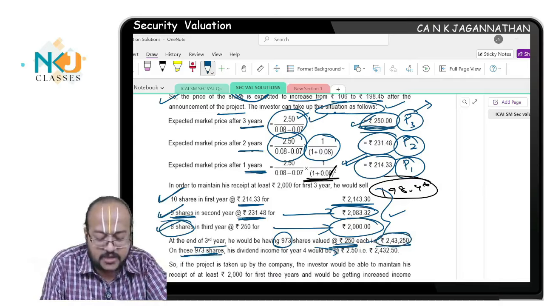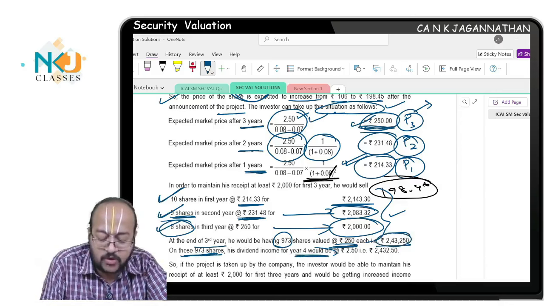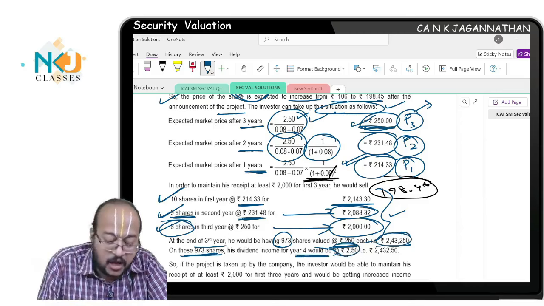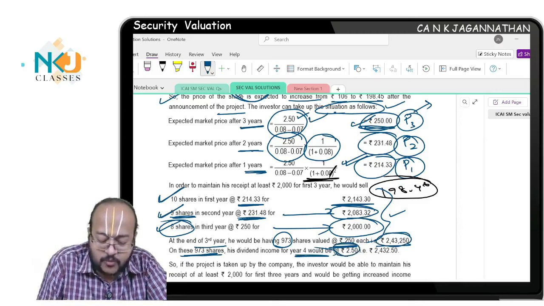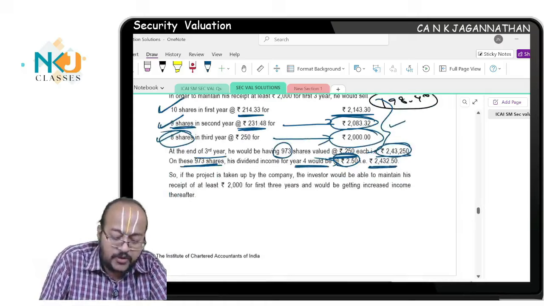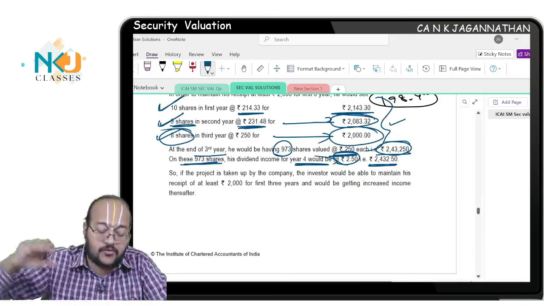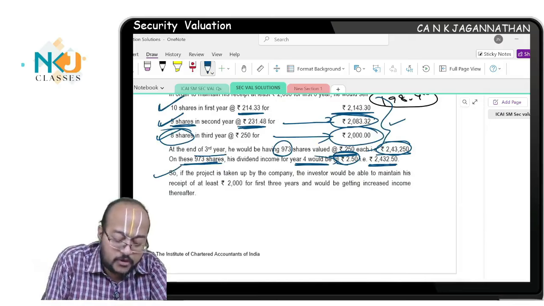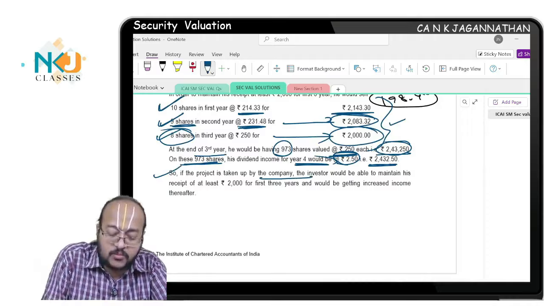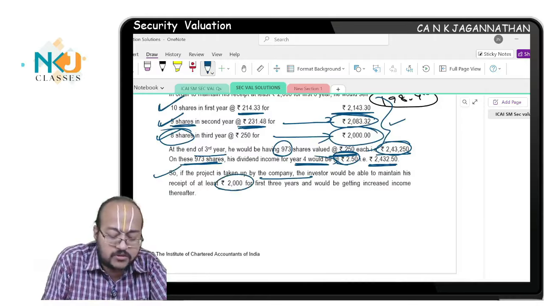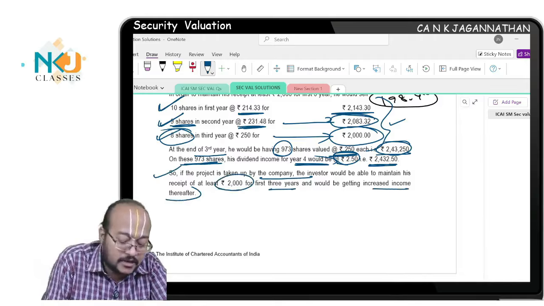Okay, on these 973 shares, he will receive the dividend income for the 4th year, which is 2.5 per share. How many shares? 973. 973 into 2.5, 2432.5. This will keep on increasing, in the sense this will continue forever. So if the project is taken by the company, the investor would be able to maintain his return at least 2000 for the first 3 years and will be getting increased income thereafter.